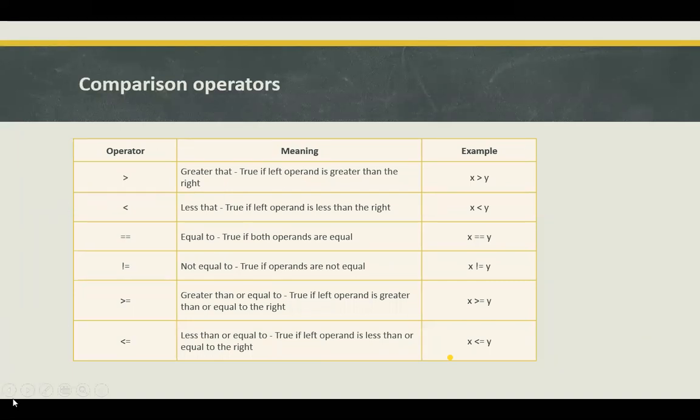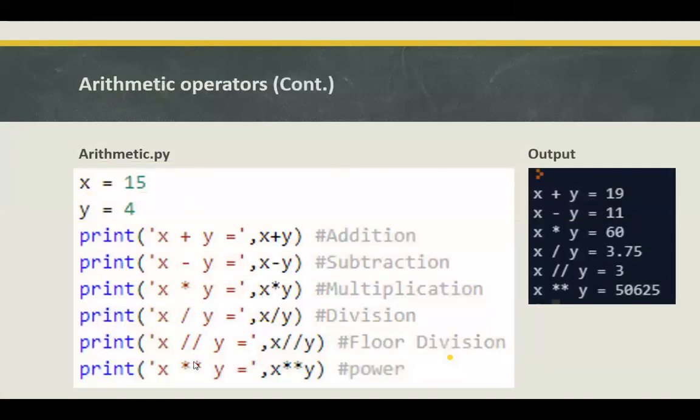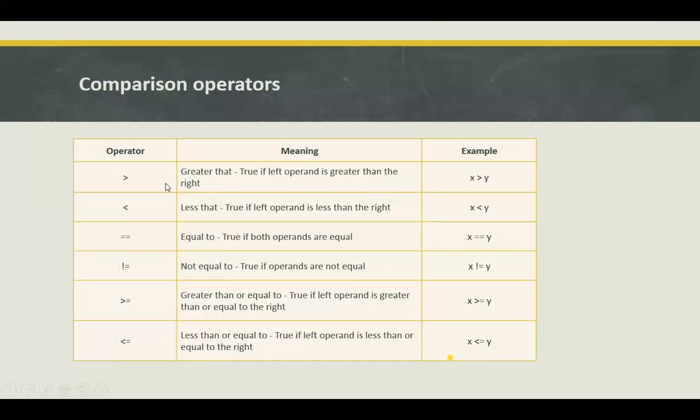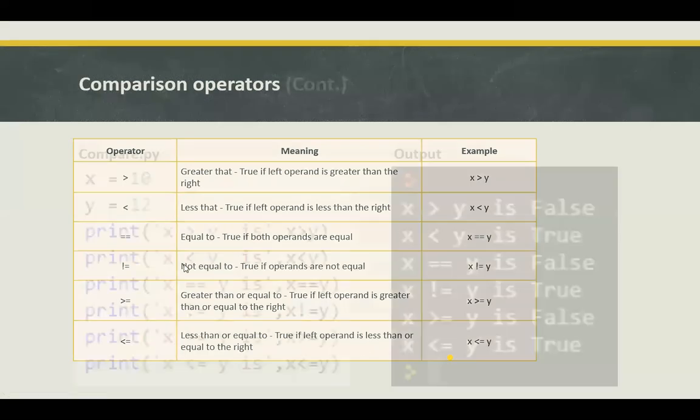I think you have used all these operators in C programming: the greater than operator, less than operator, equal to operator, not equal to operator, greater than or equal to operator, less than or equal to operator. Have you used these operators in your first year programming? All these arithmetic operators, all these comparison operators? Okay, good.